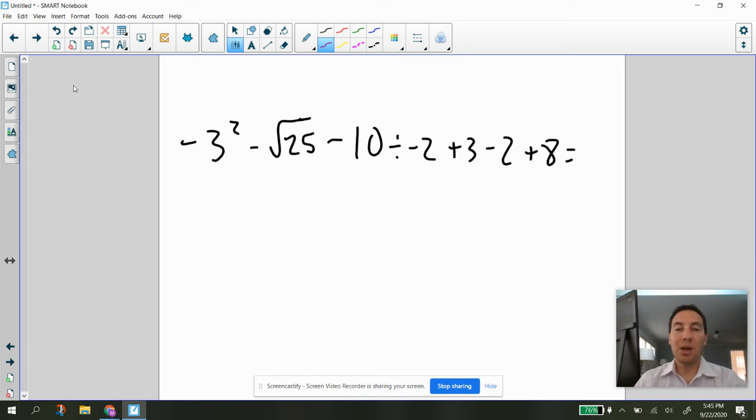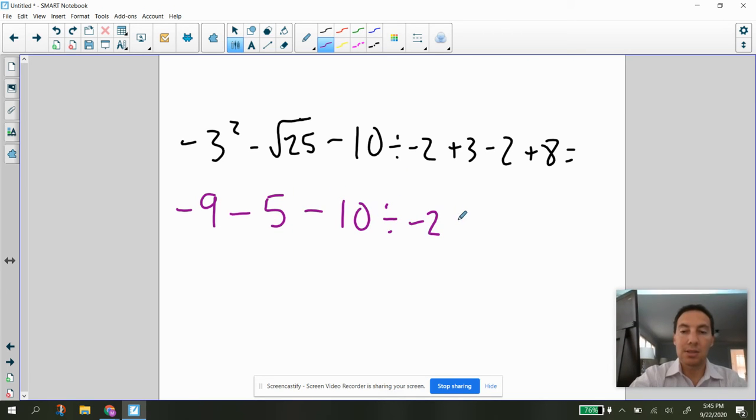All right, little PEMDAS problem here. We're going to do our exponents first. So just like we talked about before, this is going to be -9 because it's 3 squared, and then plop that negative sign on. Square root of 25 is just 5. Then we've done all that, so I'll just rewrite the rest of the problem.